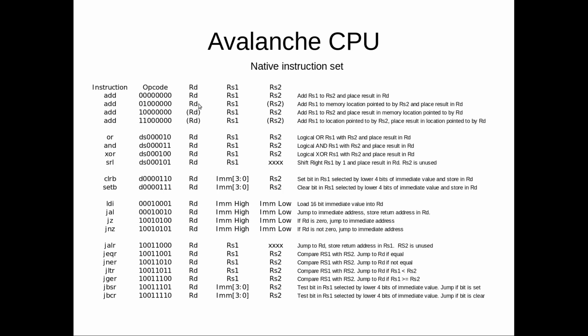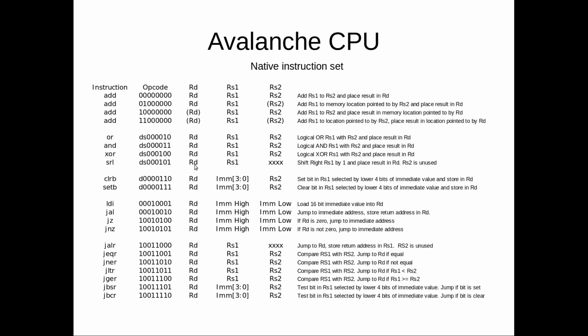Now the variations of these is that not only can we use the registers themselves, but we can also use the memory location pointed to by the register. And the same applies to source register 2. We can use the register itself or the memory location pointed to by the register. In the case of the OR and exclusive OR instructions, we haven't shown those four variations, but they still apply. In the case of the SRL instruction, the destination register can be indirect, but RS1 cannot.